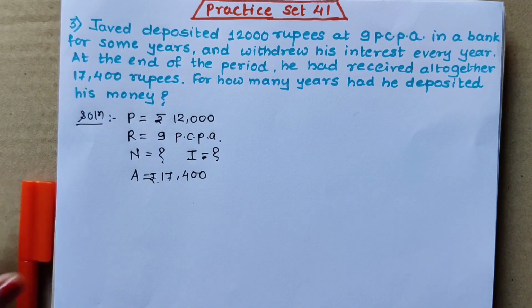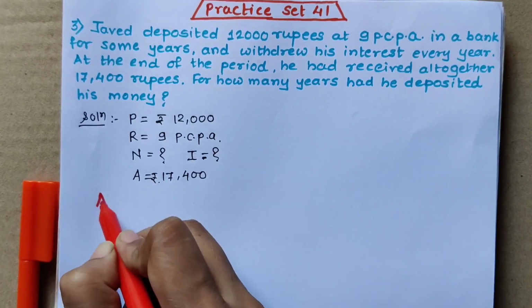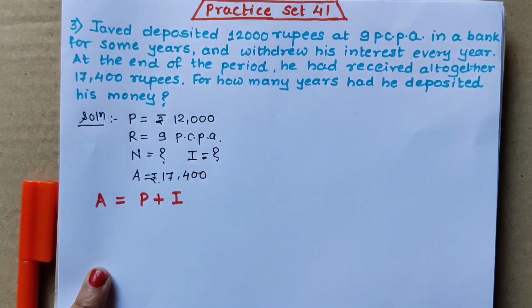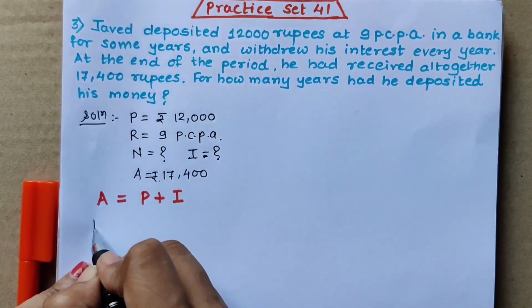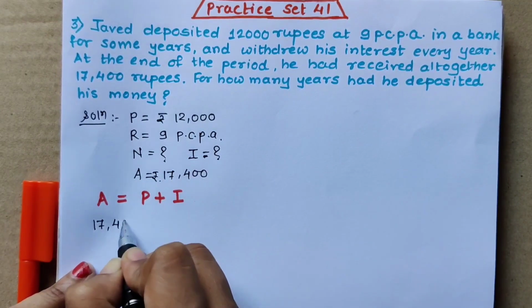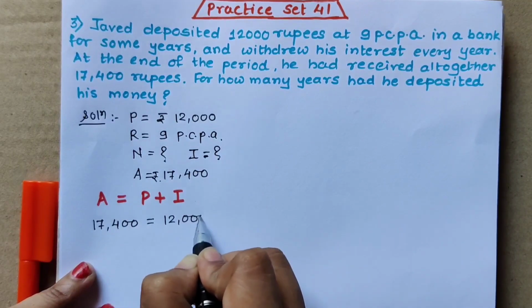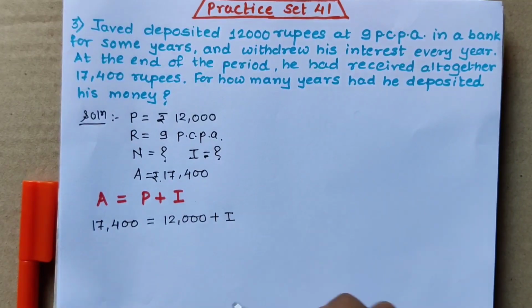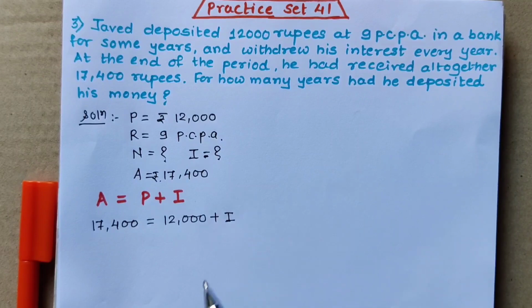For that we will have to use the second formula first, that means the formula of amount first. A is equal to principal plus interest. This formula first we have to use, and then we will use the formula of interest. So amount is 17,400 rupees. Principal is 12,000 rupees. Plus interest we have to find out. Interest I we have to write as it is because value of interest we don't know. We have to find it out.